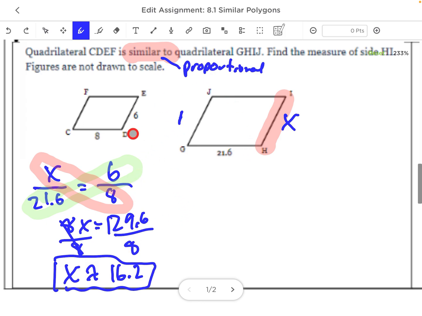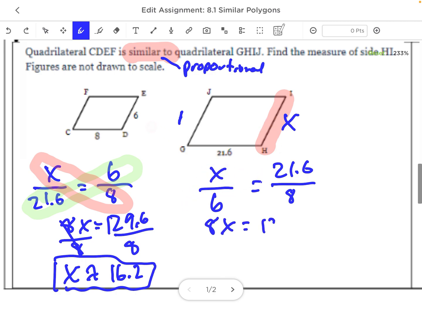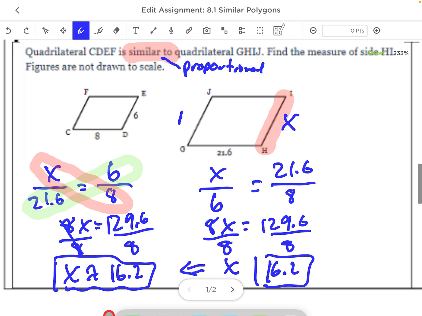Now what if I set it up a little bit differently? Say I put X over here, but I put the 6 underneath. As long as I stay consistent, I start over here and put this one underneath it. That means I would start with this one up here, 21.6, and then I would have 8 underneath it. Well, what happens if I do that? 8 times x is 8x, 6 times this is 129.6. I divide both sides by 8, and x is still going to be equal to that. So either way, I still get the same answer. As long as we set it up correctly, we're going to get the same answer.